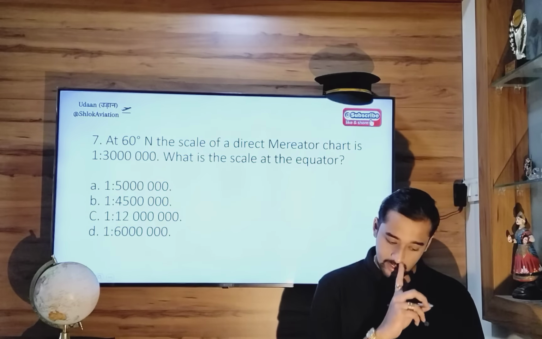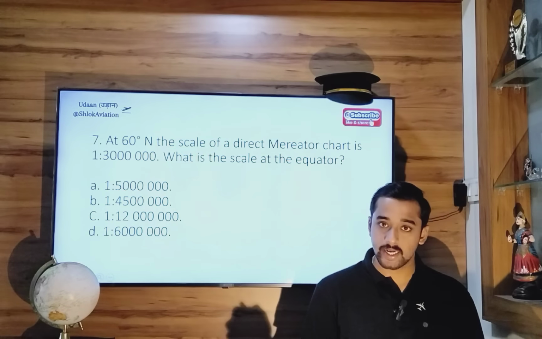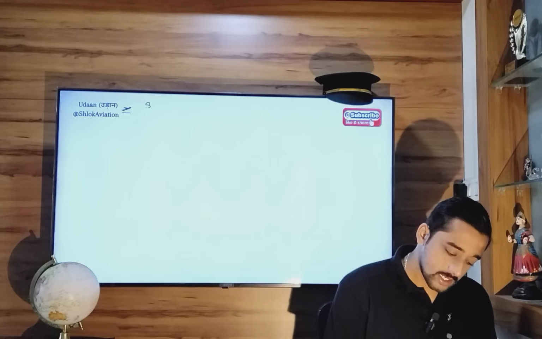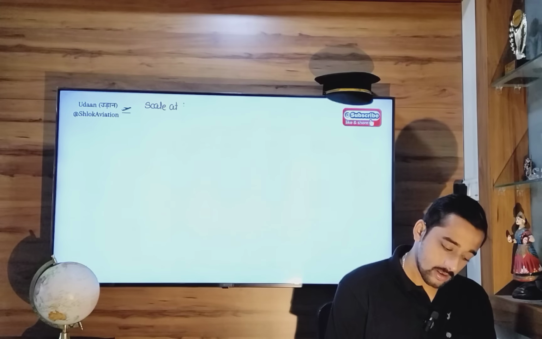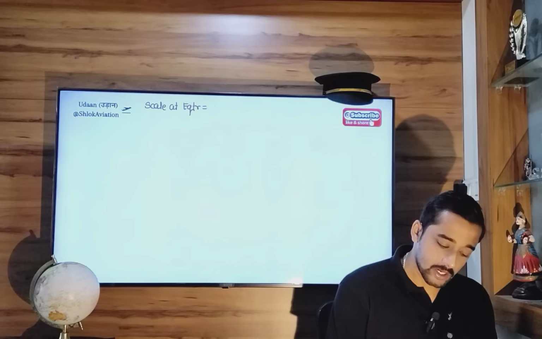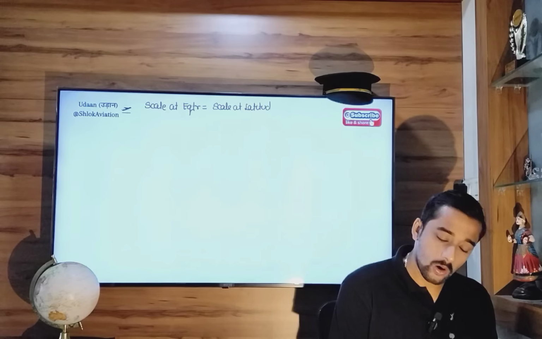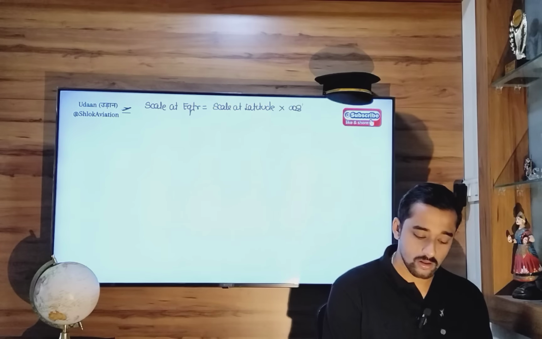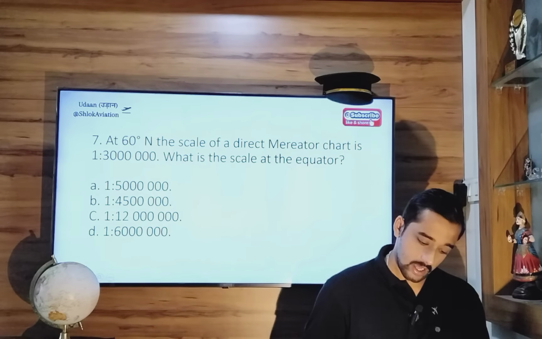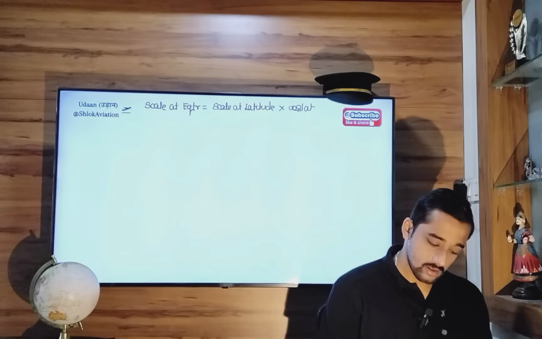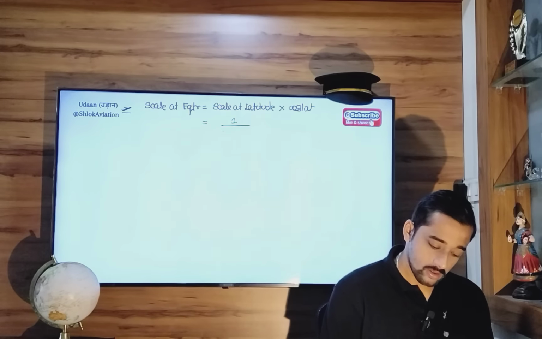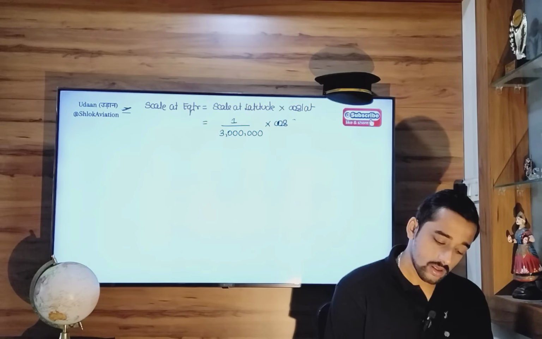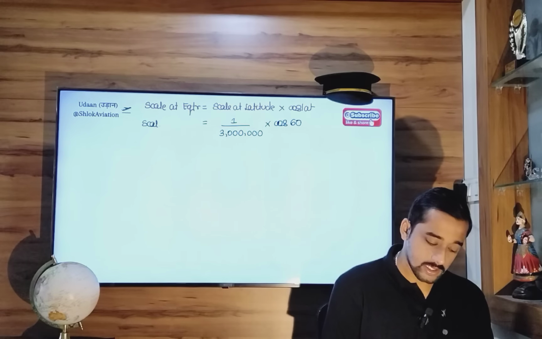At 60 degree north latitude, the scale is given. What is the scale at the equator? Again, a formula based question. Scale at equator is always equal to scale at particular latitude into cos of that latitude. So scale at 60 north is 1 divided by this, into cos 60, and now we will find out scale at equator.